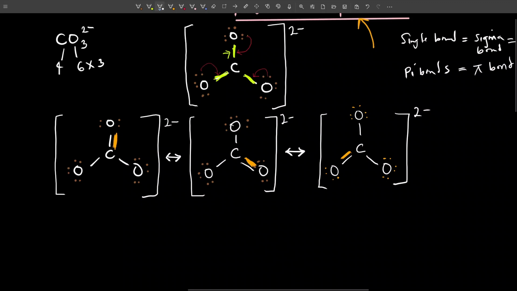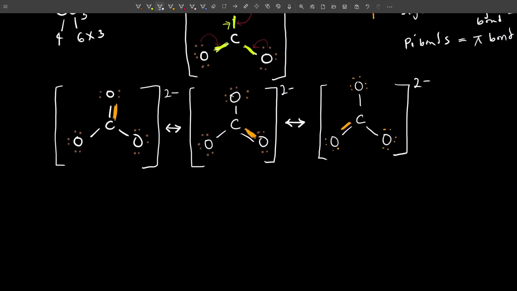But the best way to understand this is that none of them is actually the real structure for CO3 2 minus. They are only contributing to a particular structure called the resonance hybrid.